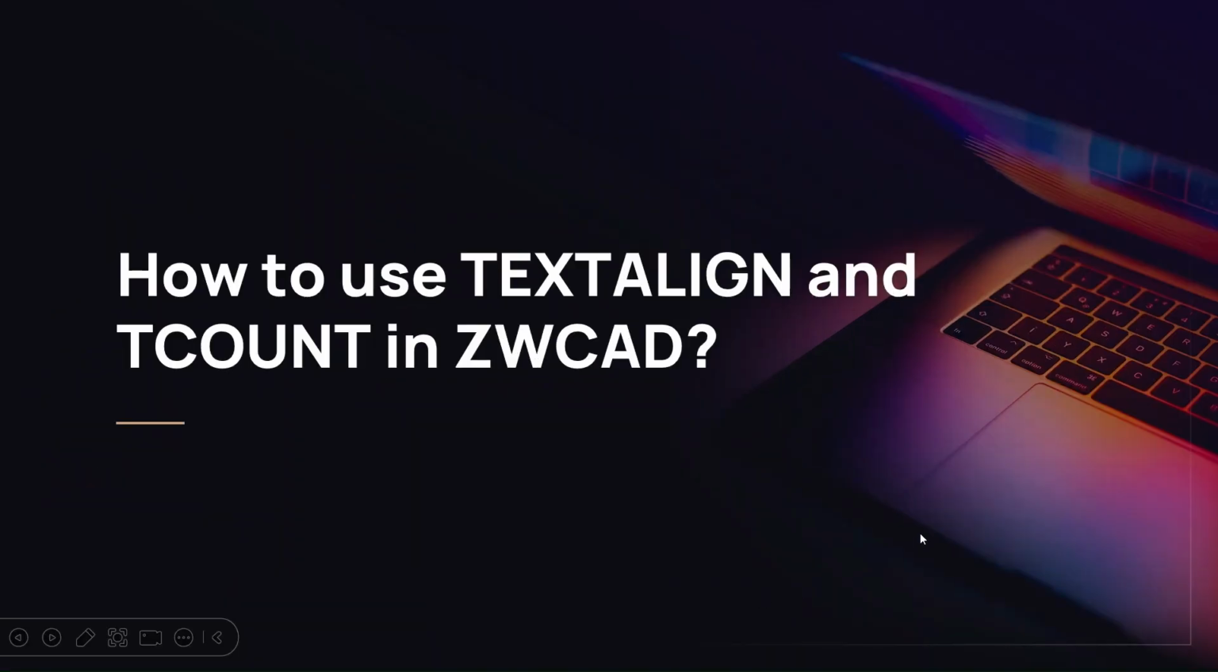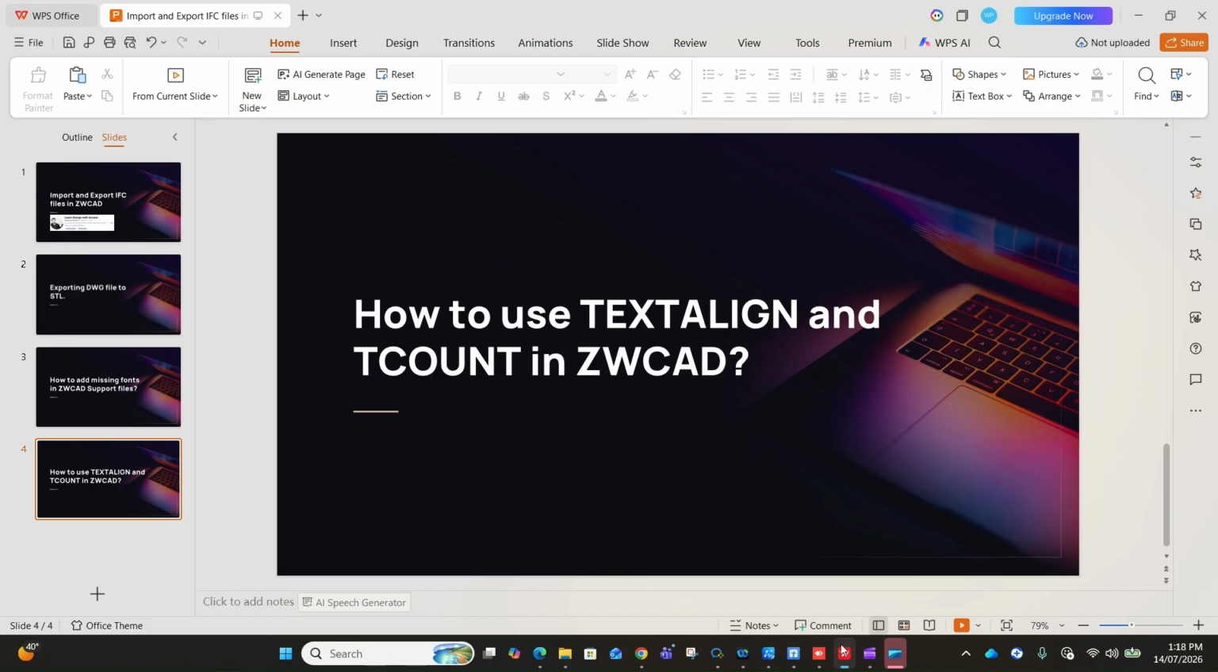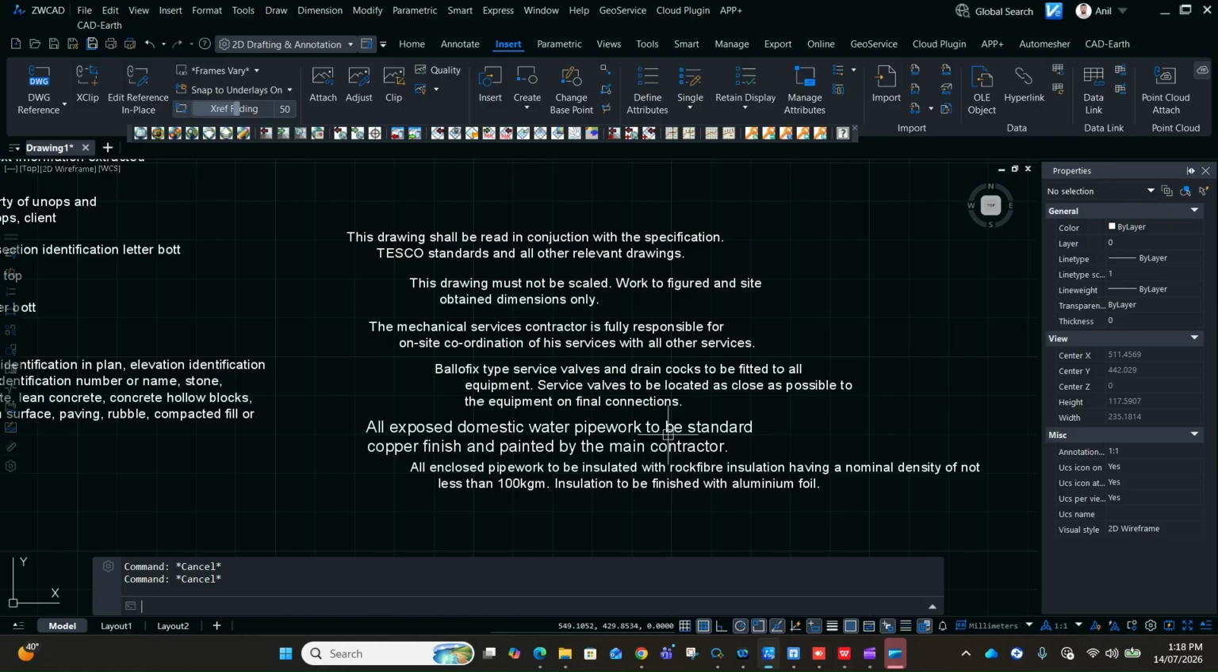Hello, everyone. In this session, we will understand how to use the text align and text count commands in ZWCAD. These are very useful commands whenever we have misaligned text and maybe we want to number them. With the help of these commands, we can do it very easily. So, let us understand how to do it in ZWCAD.